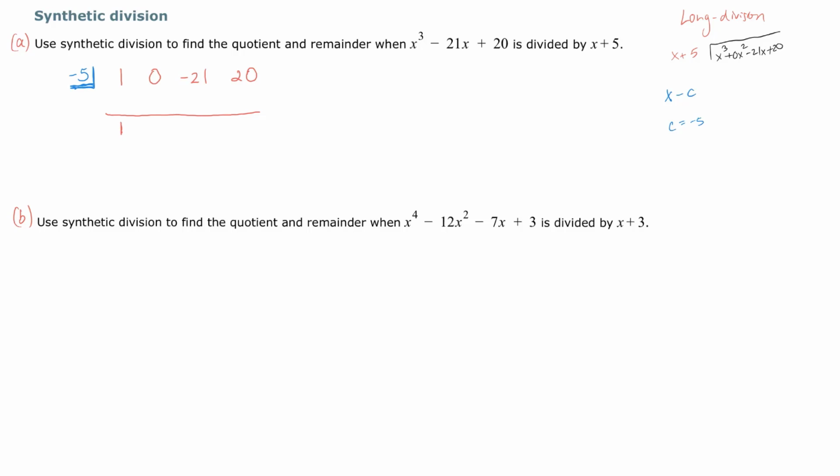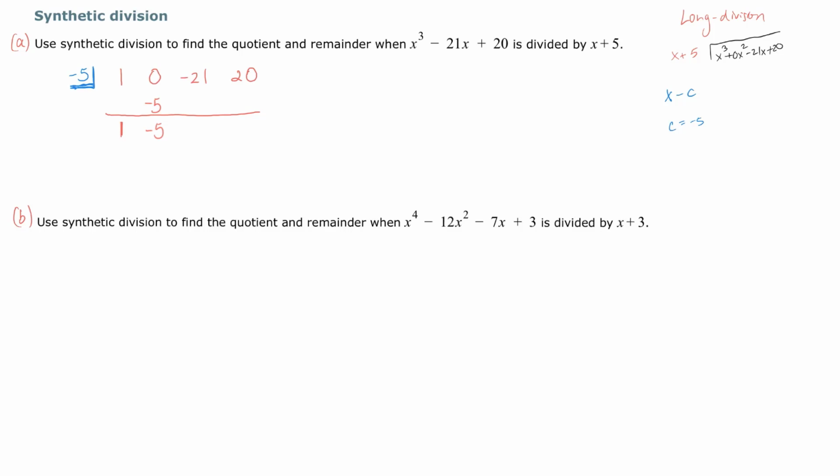We'll bring down the 1. And we're going to take this 1 and multiply it to negative 5. We get negative 5. Take that negative 5 and place it in the next column. And then we add. If you add that vertically, we get negative 5.